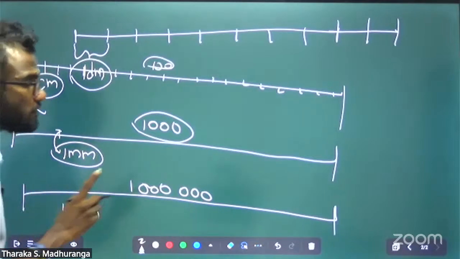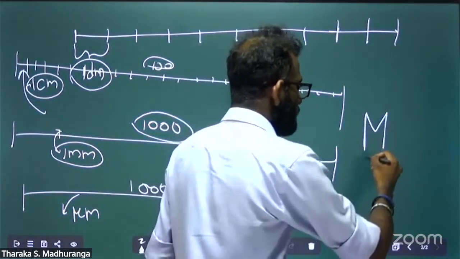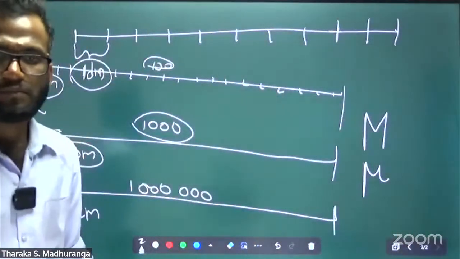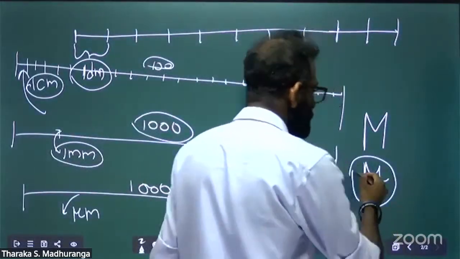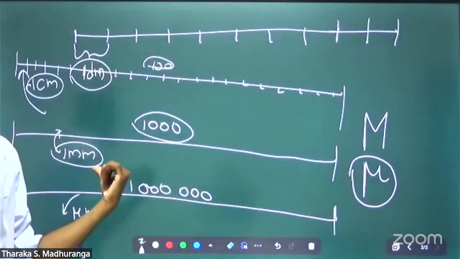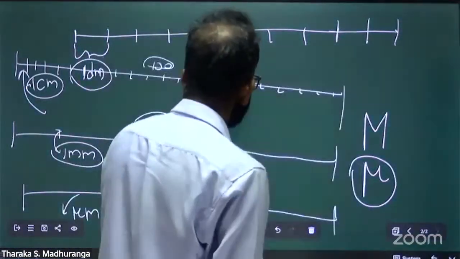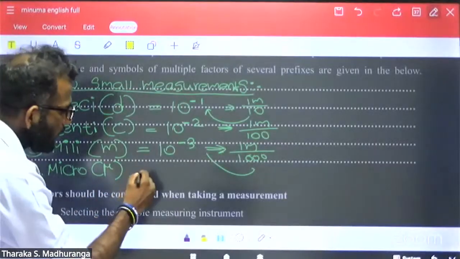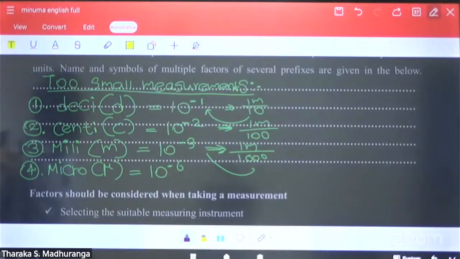Micrometer. It is not capital M. The capital M is like this, the micro is like this. It is mu. The symbol mu is what we use for the micrometer. It means 10 to the power minus 6.